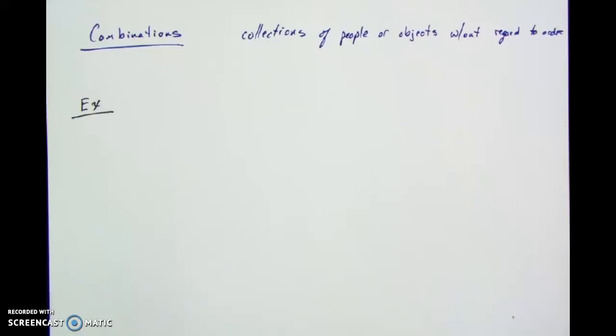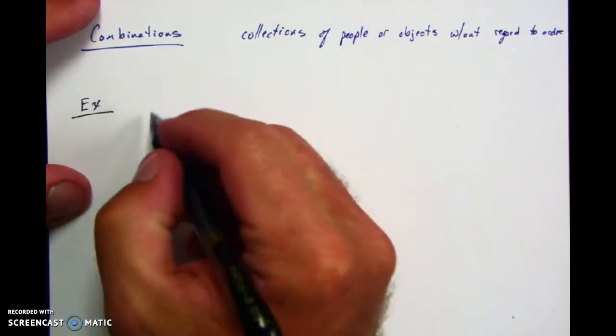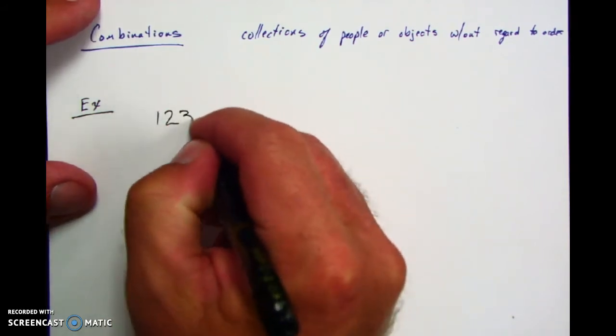In this video, we're going to be talking about combinations. Combinations are collections of people or objects without regard to order. So for this first example, we're talking about the numbers 1, 2, and 3.